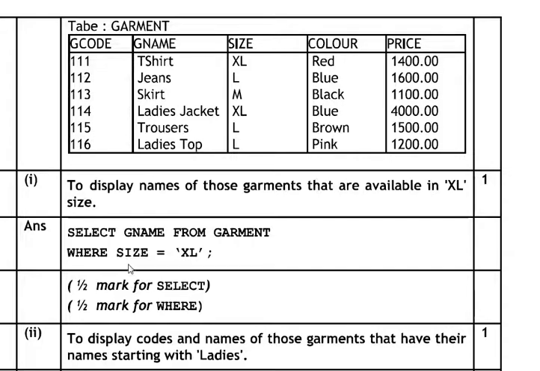Now let us move to our next question, which says to display codes and names of those garments that have their name starting with ladies. Okay, so let us figure out what columns we have to write. So this is code, and here the column name is gcode, and name again is gname, of those garments that have their name starting with ladies. So in the where clause you have to find ladies. Okay, so now you can see there is a ladies jacket as well as ladies top. Okay, guess which operator you have to use?